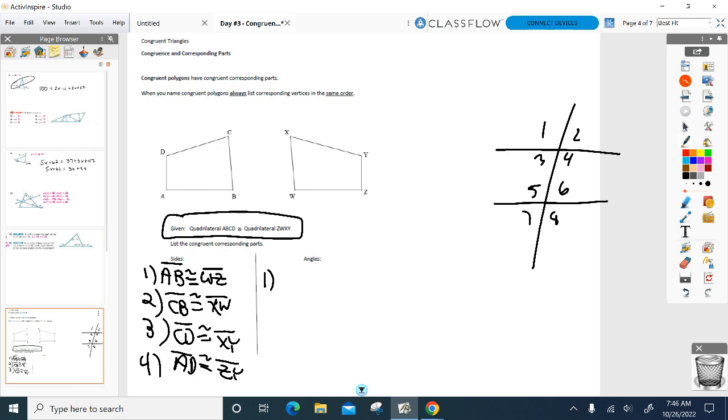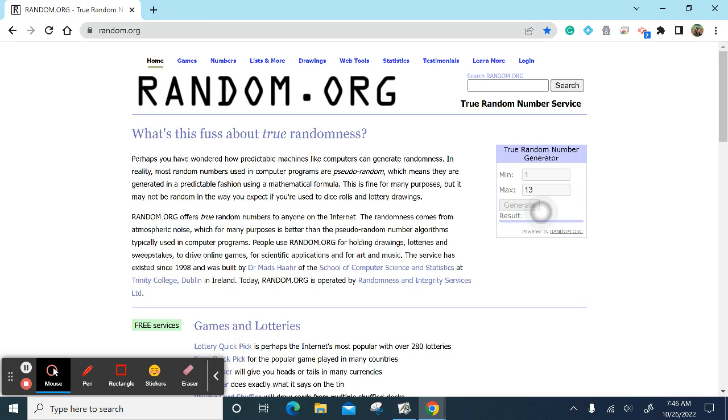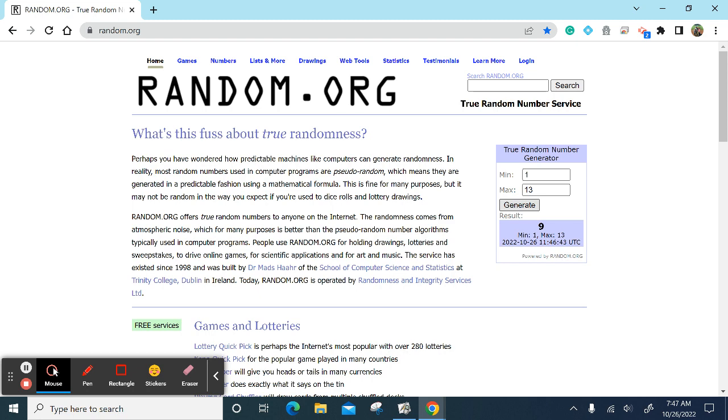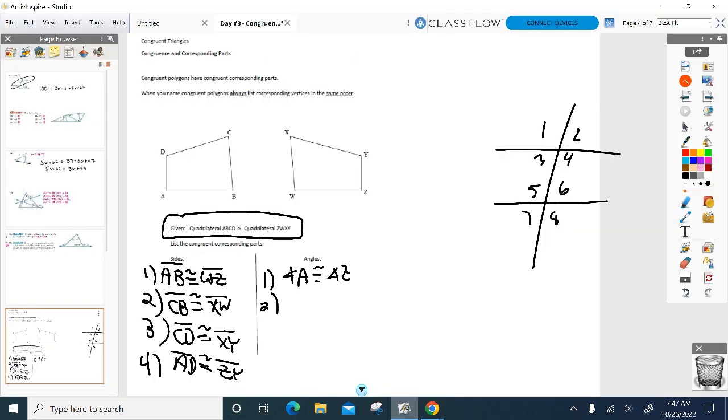Just use one letter, please. What do you got for me? A and W, you sure? Because remember, I have to flip this over, right? A and Z. So angle A would be congruent to angle Z. Give me more angles that would match up and be congruent to each other. D and Y. D congruent to Y.